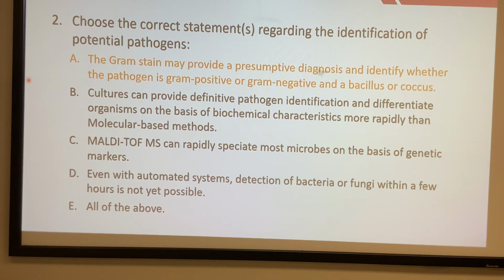Okay, the organism. Option B, cultures can provide definitive pathogen identification and differentiate organisms more rapidly. No, that is exactly the opposite, right? Molecular-based methods are way faster than cultures. Cultures take days to grow, and you have to do all of the biomarker testing. It takes a really long time.